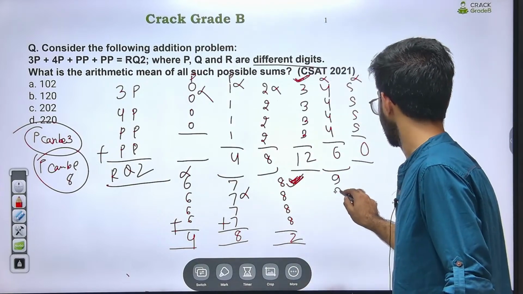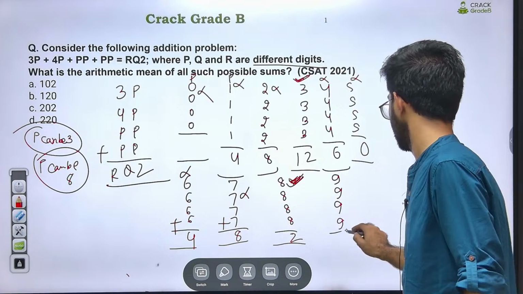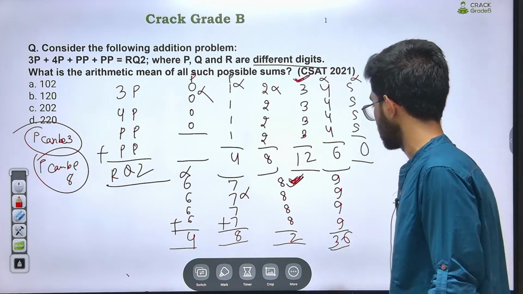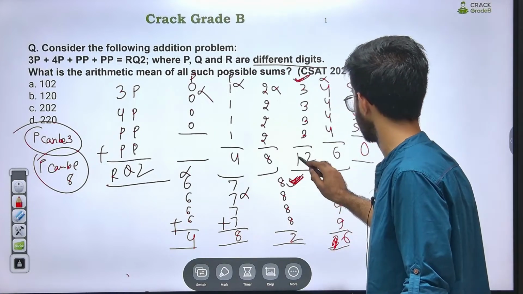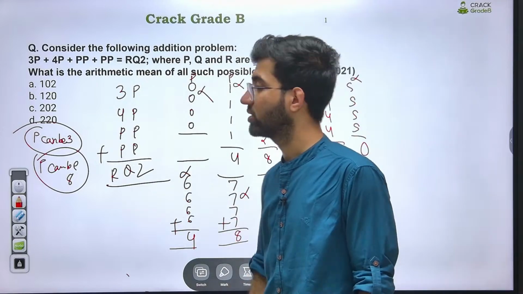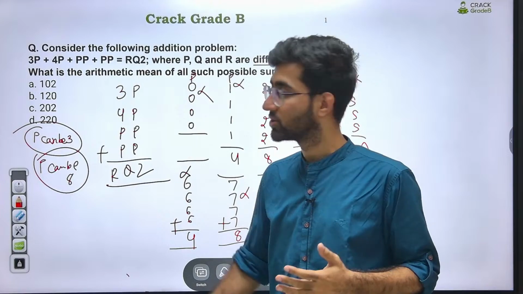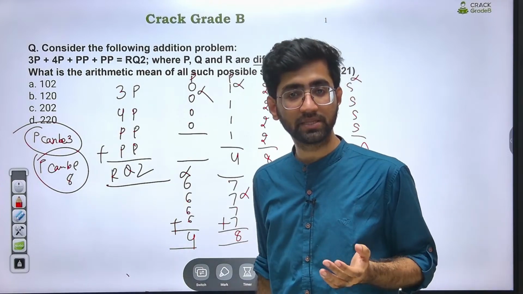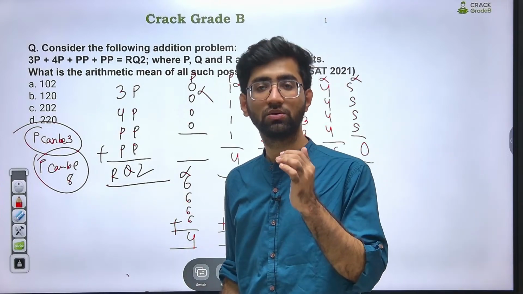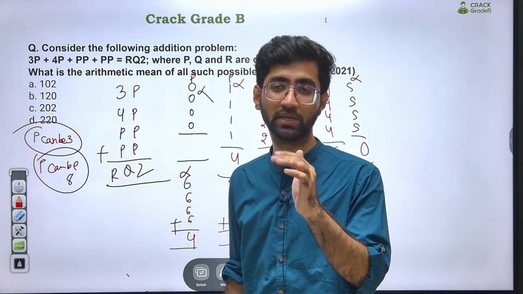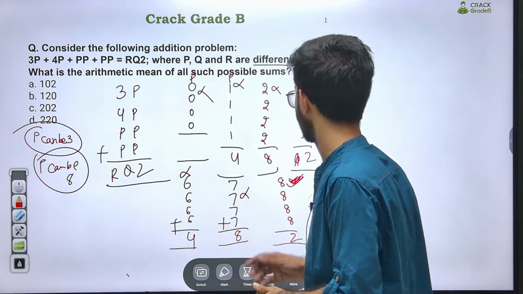9, 9, 9, 9. That will give us 36. See, at unit place 6 is present, but at unit place we have to get 2. So P can't be 9. So we have found that P can be 3 and P can be 8. There are two possible values of P, that is 3 and 8.